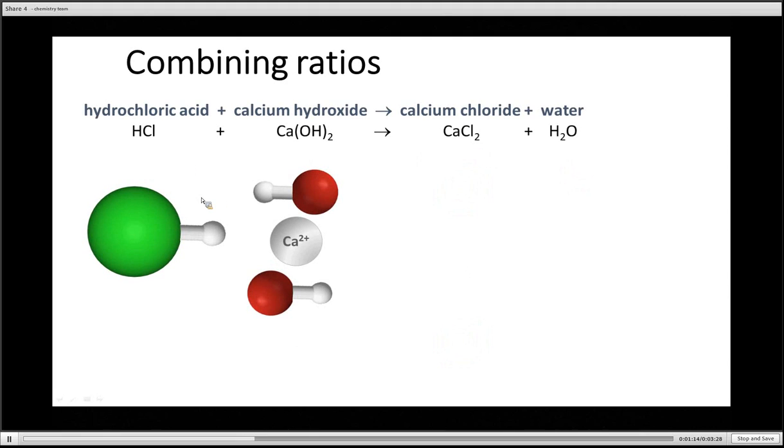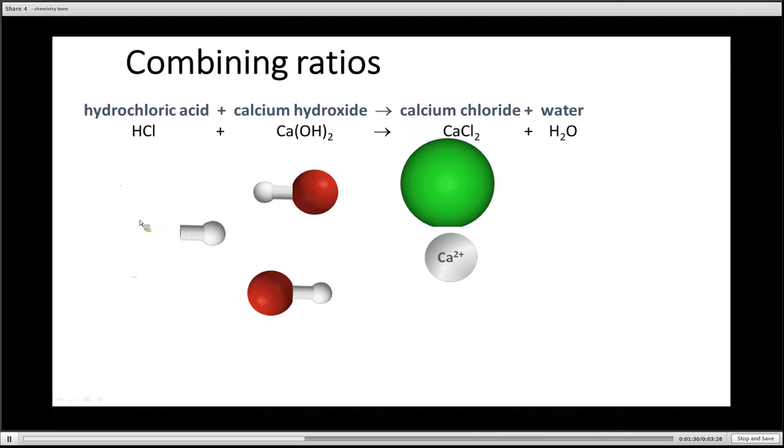Here we've just got the reactants, the hydrochloric acid and the calcium hydroxide. Now we want to form products. So our calcium that was in the calcium hydroxide now becomes part of the calcium chloride. So we can move the chloride from the HCl over. But notice we don't have a second chloride, so we are short.